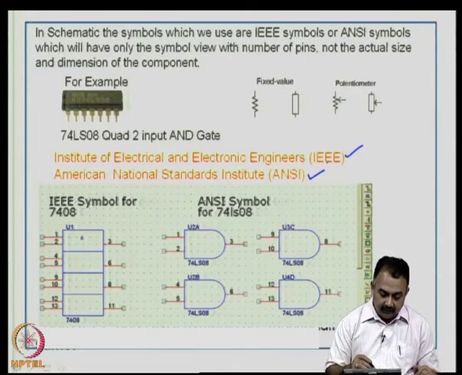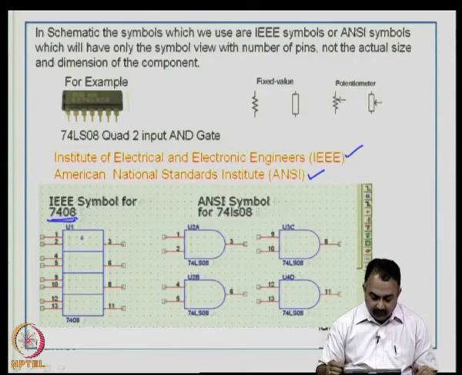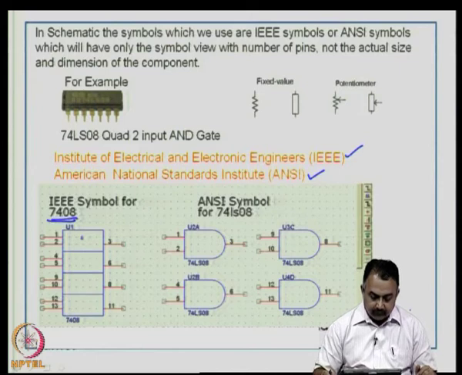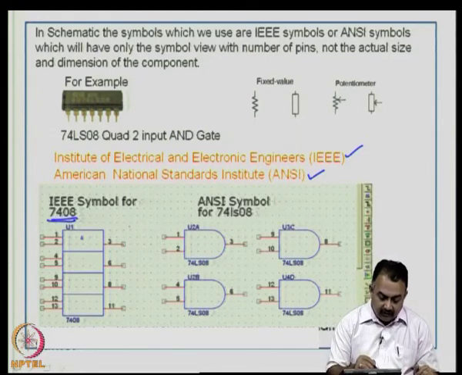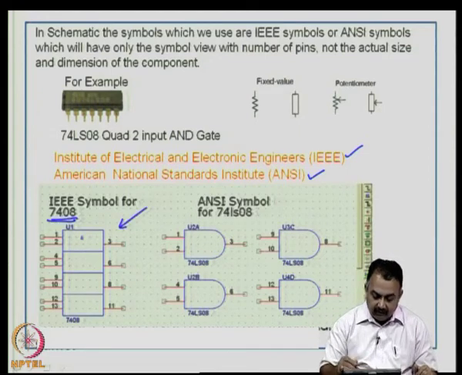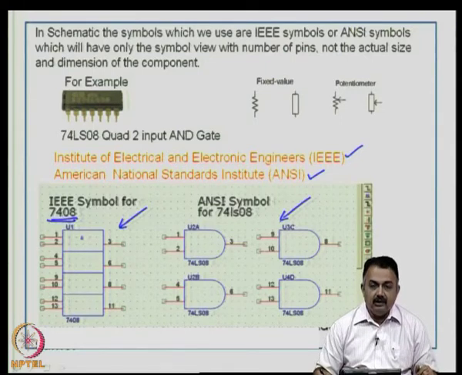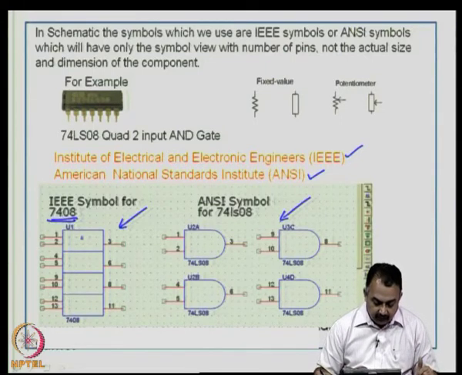For example, if you look at 7408 or 74LS08, the symbol is brought onto the screen. Here this is a IEEE symbol and here this is a ANSI symbol, but today most packages would like to use IEEE symbol, because that is now the standard for symbols.